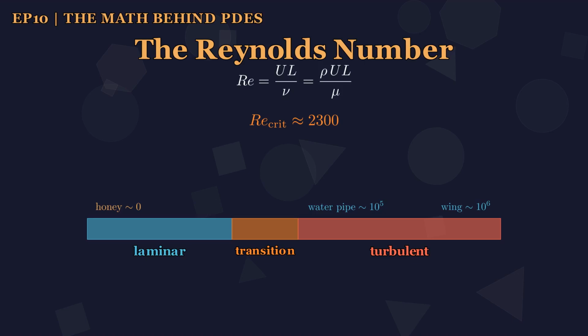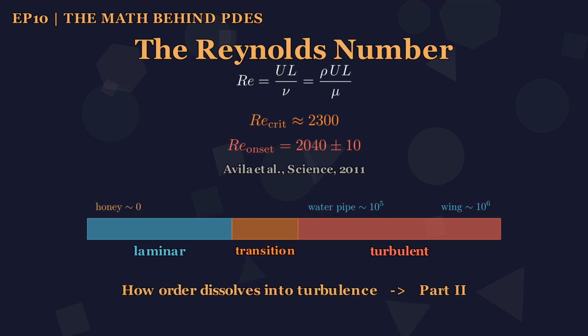In pipe flow, the textbook critical value is around 2,300. But careful experiments by Avila and colleagues in 2011 pinned the true onset of sustained turbulence to a Reynolds number of 2,040, give or take 10. Below it, disturbances eventually die away. Above it, they survive and spread. What happens past that threshold, how order dissolves into turbulence, and the million-dollar question of whether the equations always stay smooth, is the subject of Part 2.